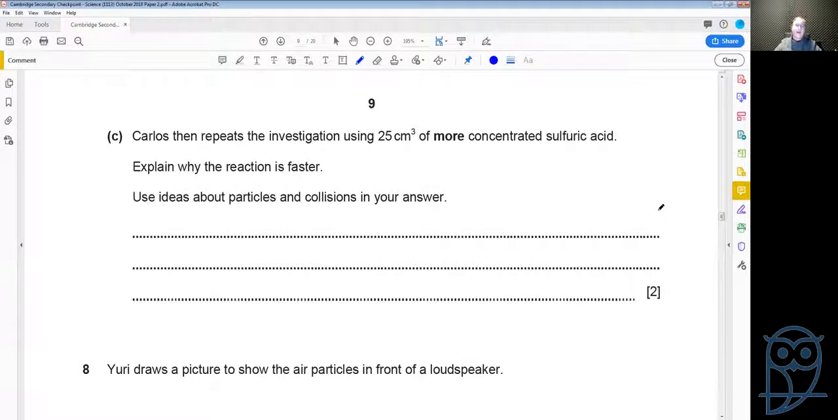Okay, Carlos then repeats the investigation using 25 cubic centimeters of more concentrated sulfuric acid. Explain why the reaction is faster. So here what they're testing is whether you can explain, probably using particles and collisions. Yes, use ideas about particles and collisions in your answer about why this reaction is faster. So here we can use a direct comparison. It works a lot better.